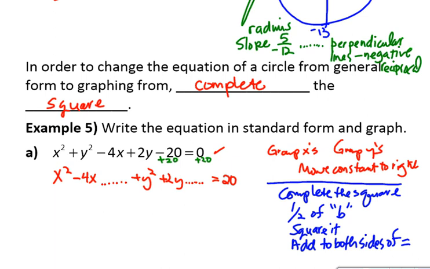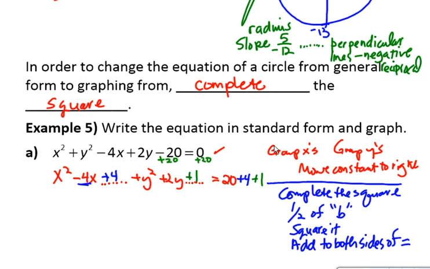All right, so to do that, I'm going to take half of -4, and half of -4 is -2. And -2 squared is going to be 4. So I'm going to add 4 to both sides. And then I'm going to do the same thing with the y's. I need to complete the square on the y's. So I'm going to take half of the 2, which is 1. 1 squared is 1. So I'm going to add 1 to both sides.